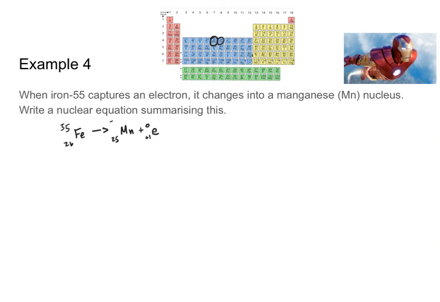So the atomic mass of manganese is going to still be 55, and we're going to, of course, have an electron neutrino released as well to maintain conservation of momentum. And again, we can see here our superscripts all add up to 55, and our subscripts add up to 26.